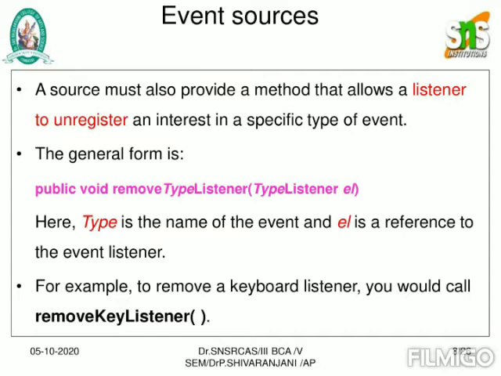The general form, the syntax for the unregister method, is public void remove Type Listener, and you pass the reference as Type Listener el. Here the type is nothing but the name of the particular event, and el is nothing but the reference for the particular event type.